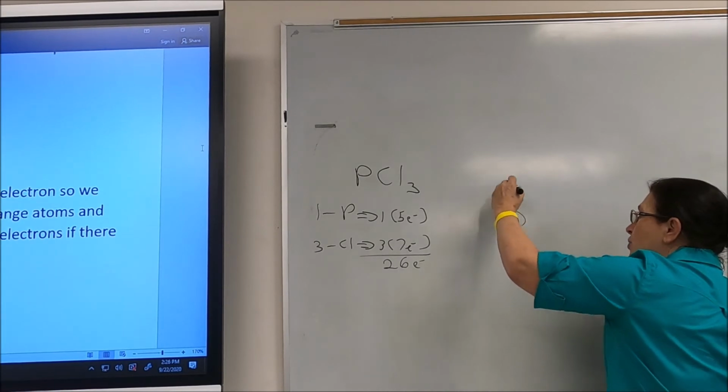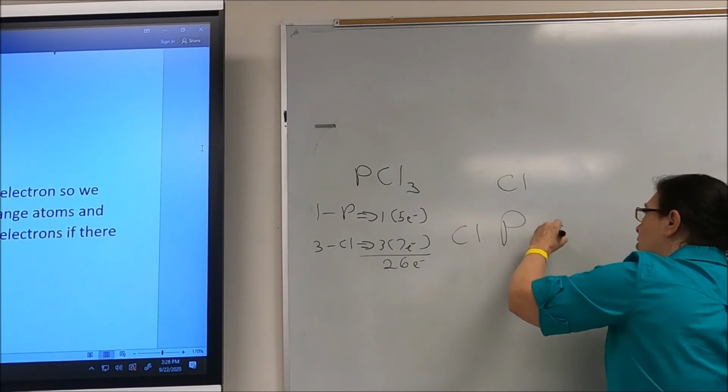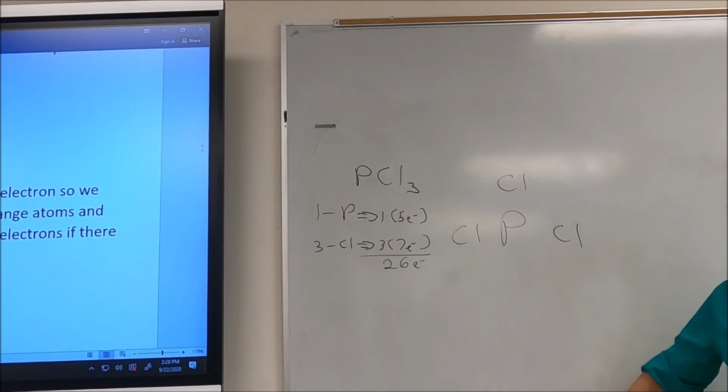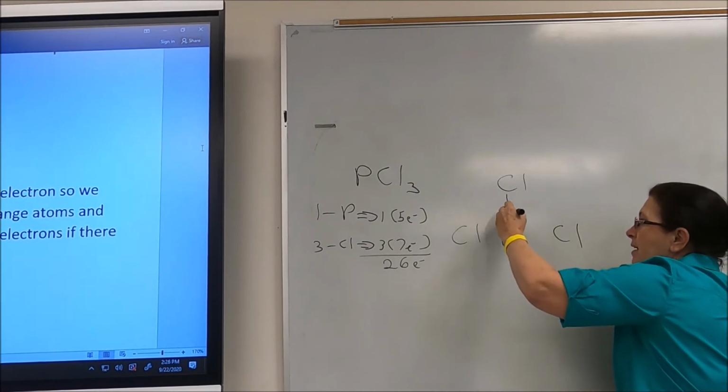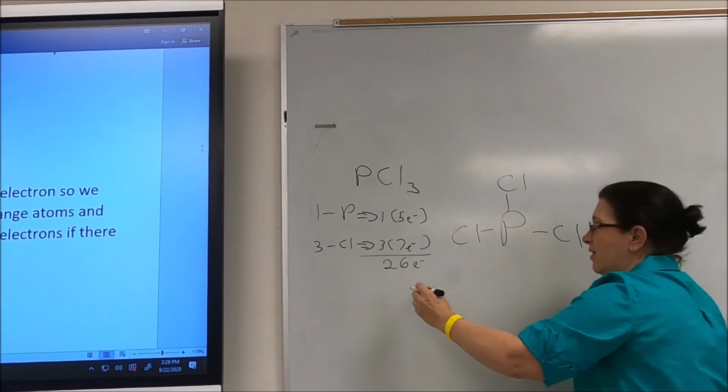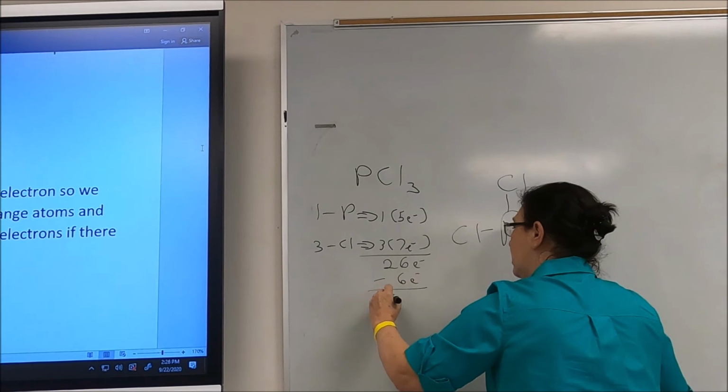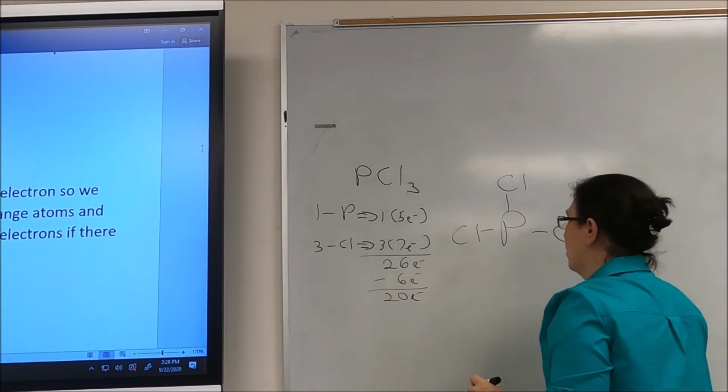So I'm going to put the phosphorus in the middle and I'm going to put the chlorines around it. Phosphorus is further to the left than chlorine. It can make more bonds. Okay, connect up with single bonds, 2, 4, 6. That leaves us with 20 electrons.